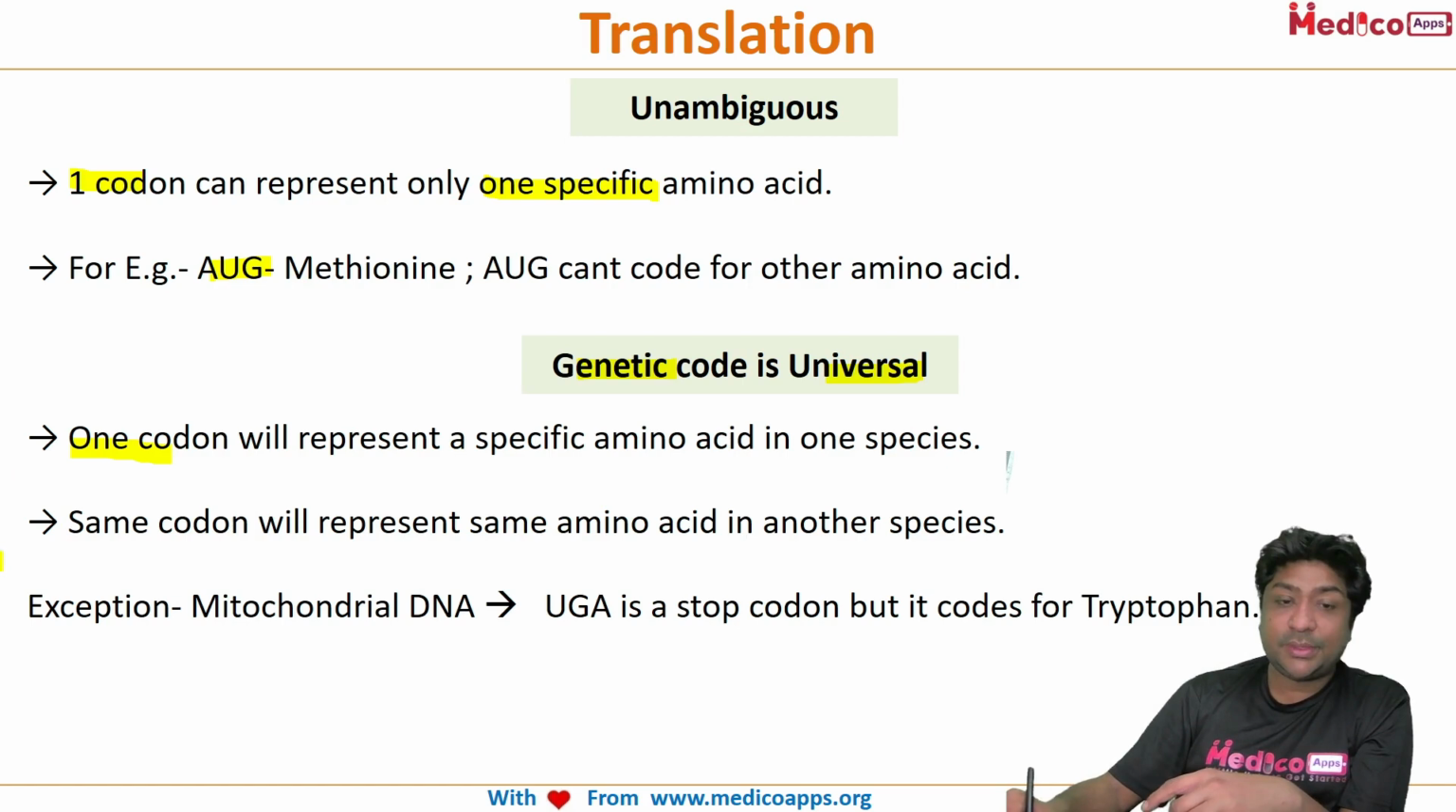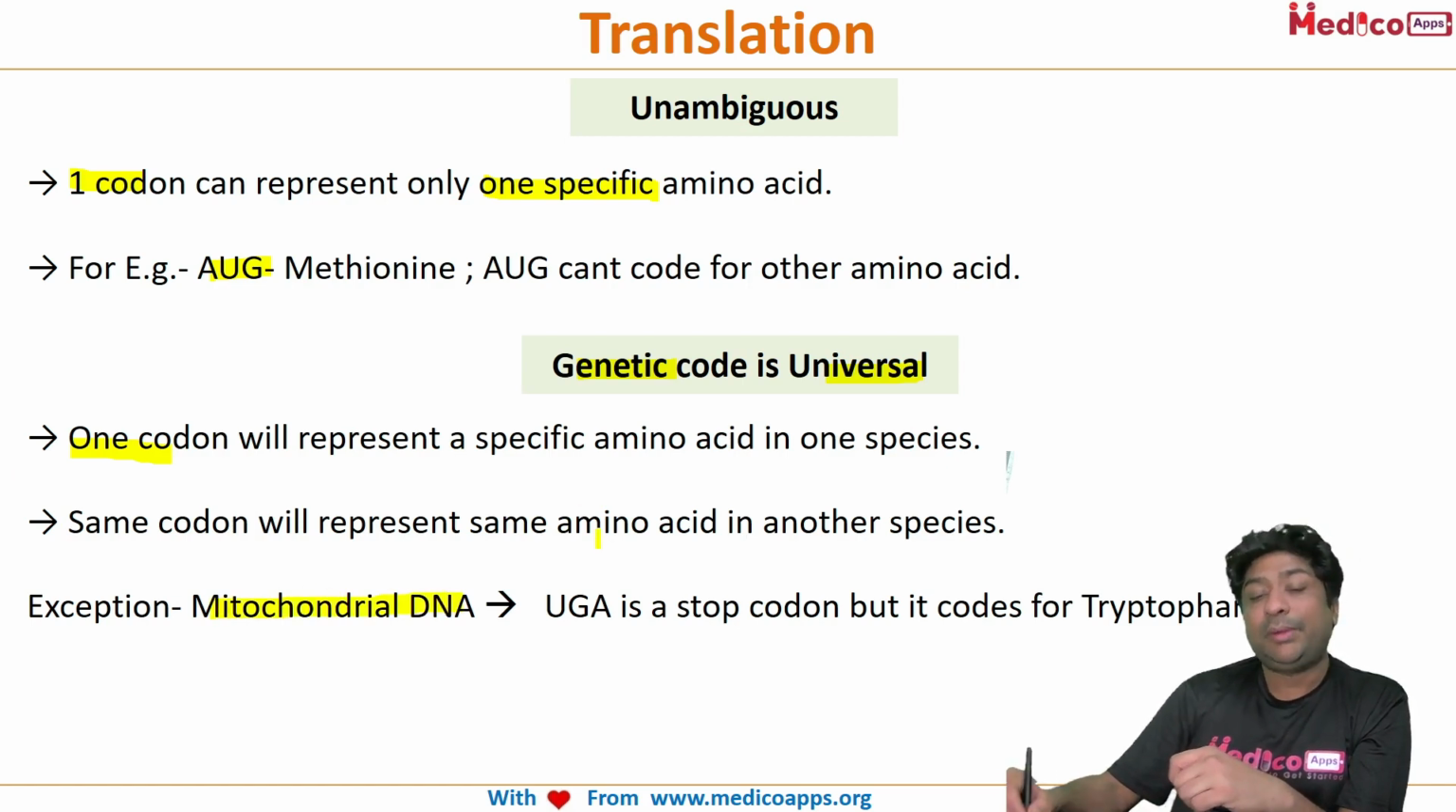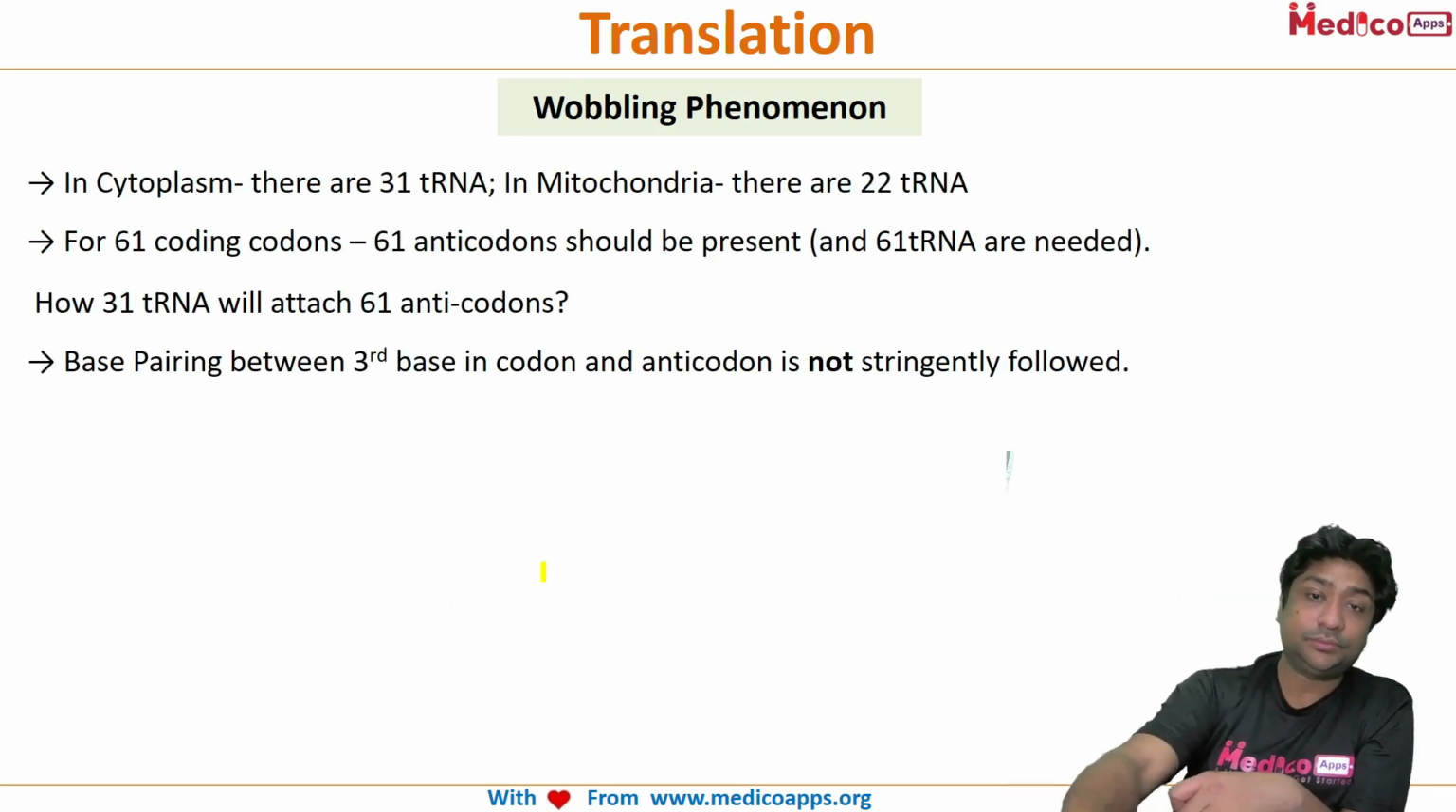Now, there is an exception. The exception to the genetic code being universal is mitochondrial DNA. In mitochondrial DNA, UGA, which is normally a stop codon in our nuclear DNA, codes for tryptophan. Again, this is a very frequently asked question.